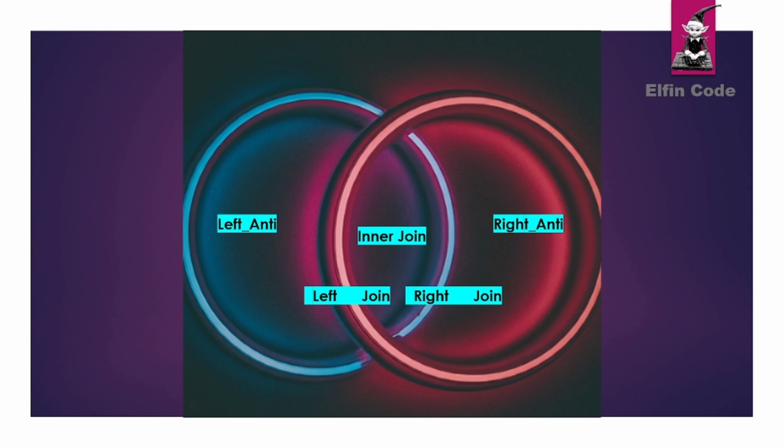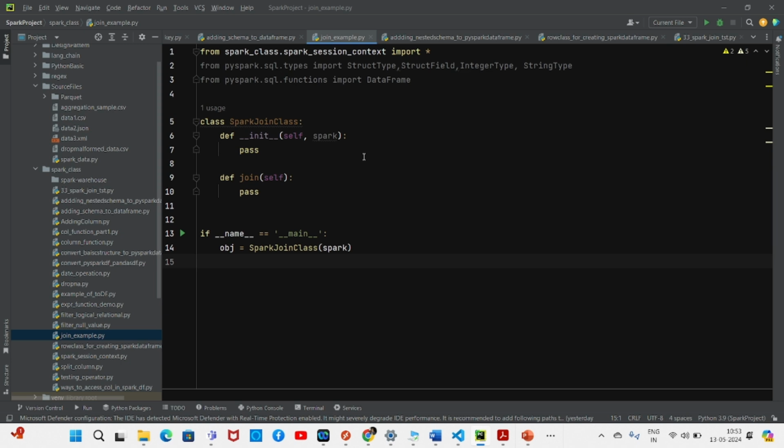Okay, so let us go to the code window. I've already created a file where we'll be writing some code to understand how we can implement these joining conditions. I already have a Spark object. So what I'm going to do is first create the two data sets which I want to join to each other. Let me name them data1 and data2.